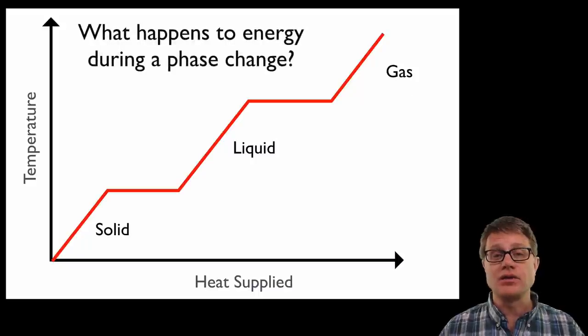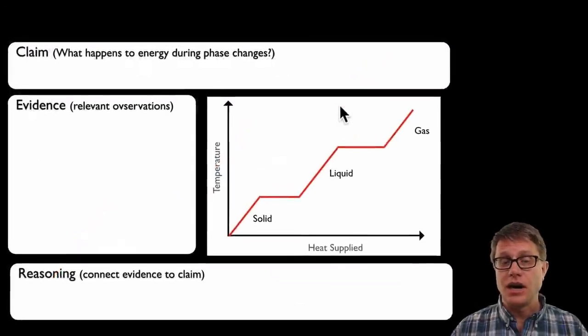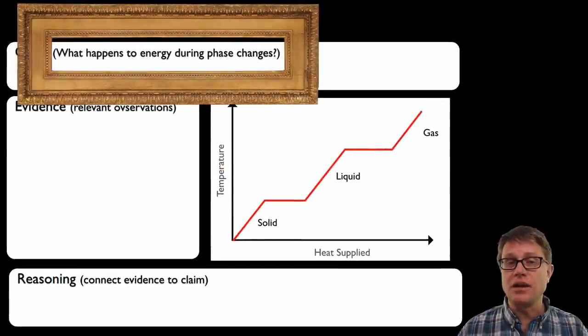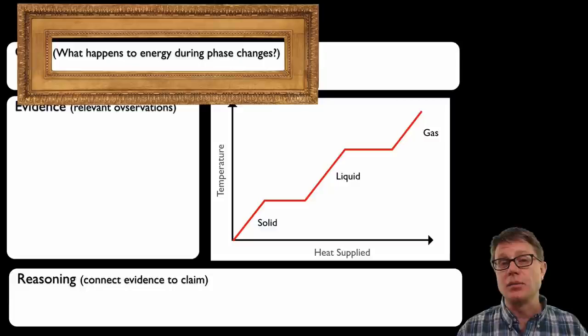So I could ask them a question. What happens to the energy during a phase change? What happens to the energy right here? And so what they should be doing is coming up with an explanation. They should be coming up with a claim. How should they do that? Number one, frame what the question is asking. Do we know what energy is? Do we know what a phase change is? Do we know any things that might be applicable to energy, like the law of conservation of energy?